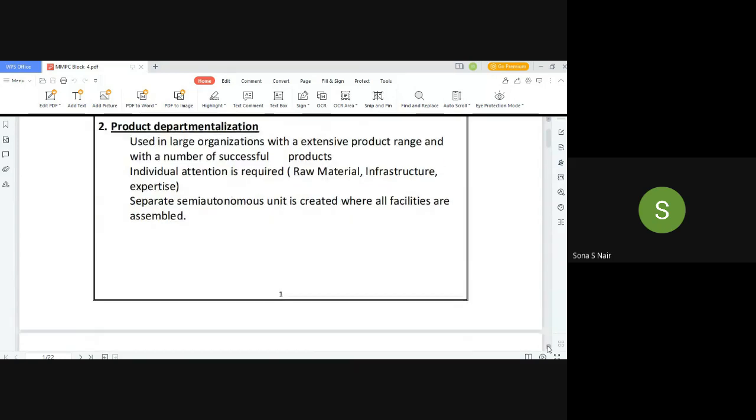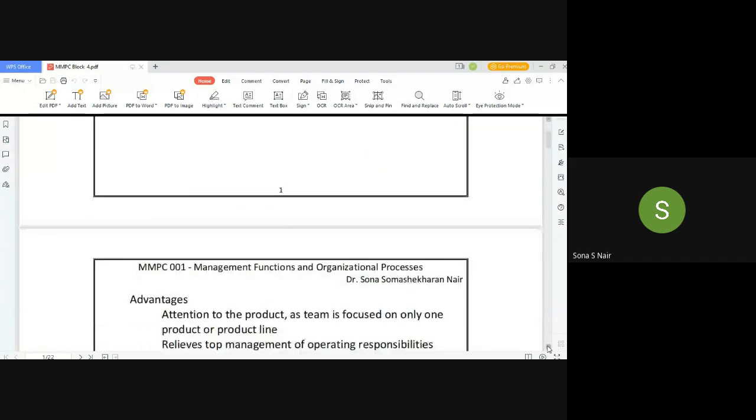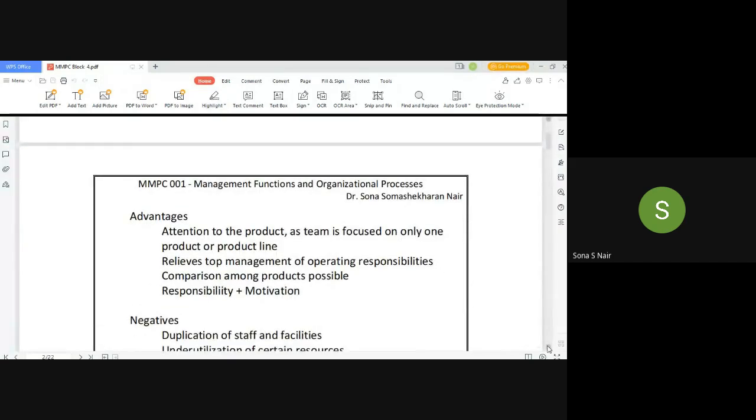Okay? So if it's a television manufacturing firm, all raw material related to that product will be there. All people, all expertise, all technology will be related only to that product. And then what are the advantages? Attention to the product. As the team is focused on only one product or product line, it relieves the top management of operating responsibility. That happens in the functional one also. Comparison among products is possible. So at the end of a time frame, it is possible to find out which product did better.